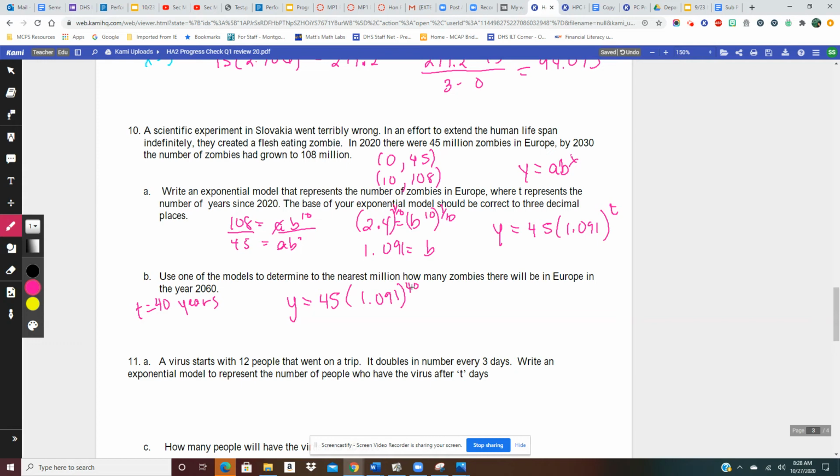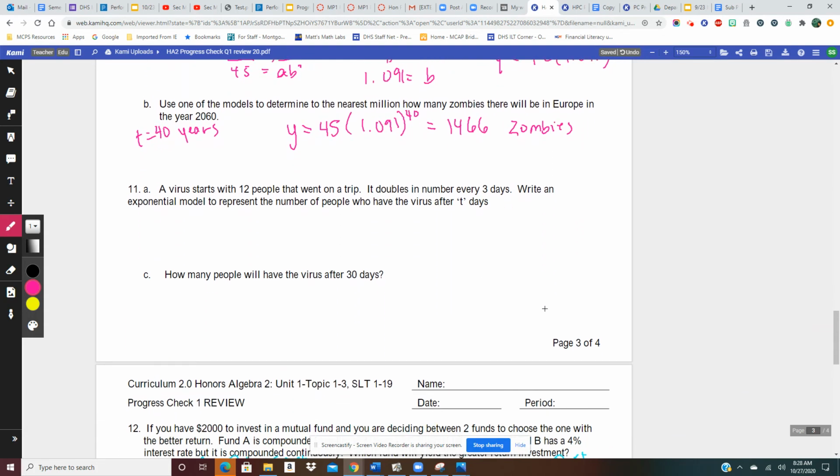45 parentheses 1.091 parentheses exponent 40. 1,466. And this is zombies, so we're going to round it to the nearest zombie. So 1,466 is when you round it. Okay, zombies. Okay, so here's another one.